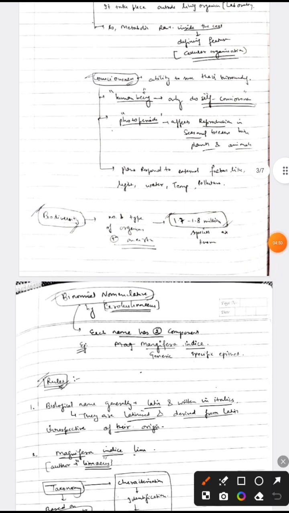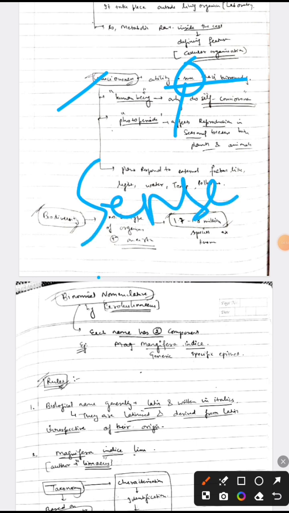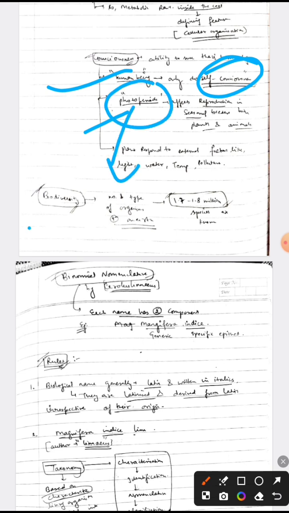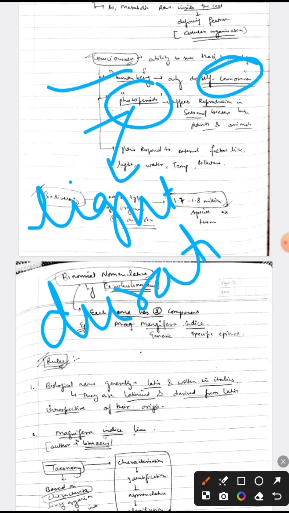Now next is consciousness. Consciousness simply means the ability to sense the environment, how you can sense your surroundings or environment. Consciousness is a property which is mainly present in human beings as the property of self-consciousness. And the photoperiod: photo means light and period simply means duration. The photoperiod also affects seasonal plant breeders, meaning how the plants reproduce and breed. So that is a period that mainly affects the plant breeders.